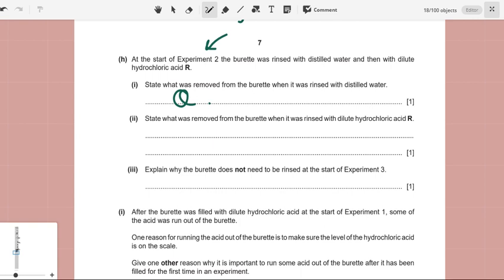And now the next one, state what was removed from the burette when it was rinsed with the dilute hydrochloric acid R. So here we have to remove water from here. Okay, and the next, explain why the burette does not need to be rinsed at the start of experiment 3 because of the same acid used.